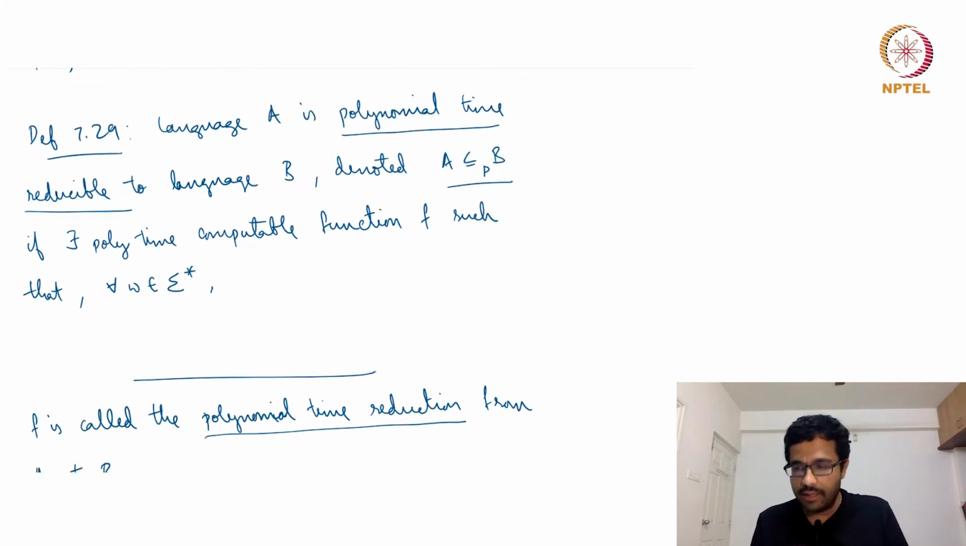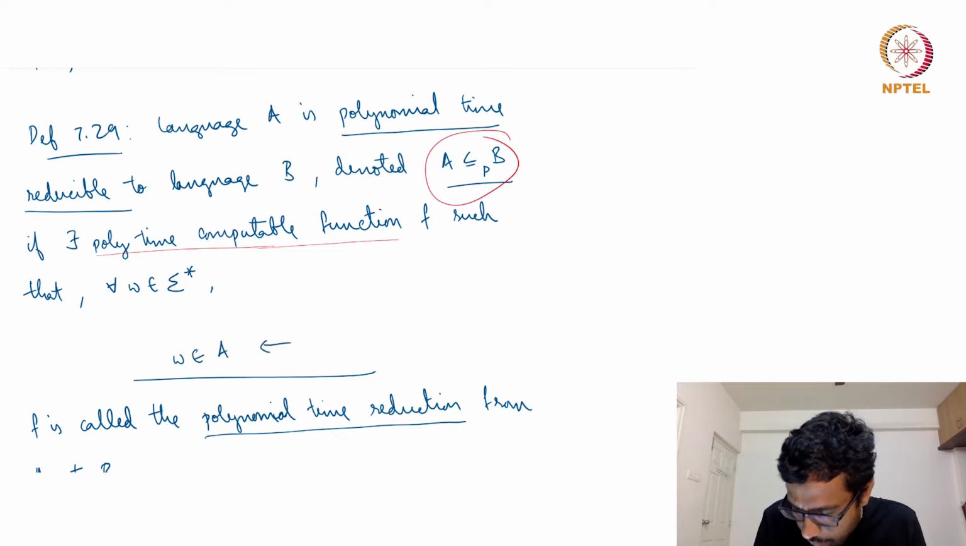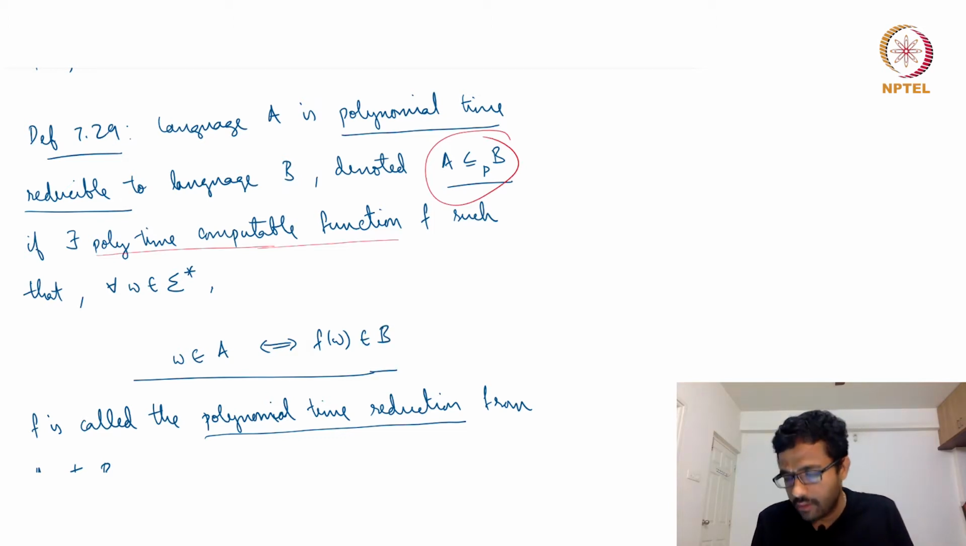And a language A is polynomial time reducible to language B, with the notation A less than or equal to B with subscript P, if there is a polynomial time computable function f, and this part is important, such that for all w in the alphabet, if w is in A, f of w is in B.